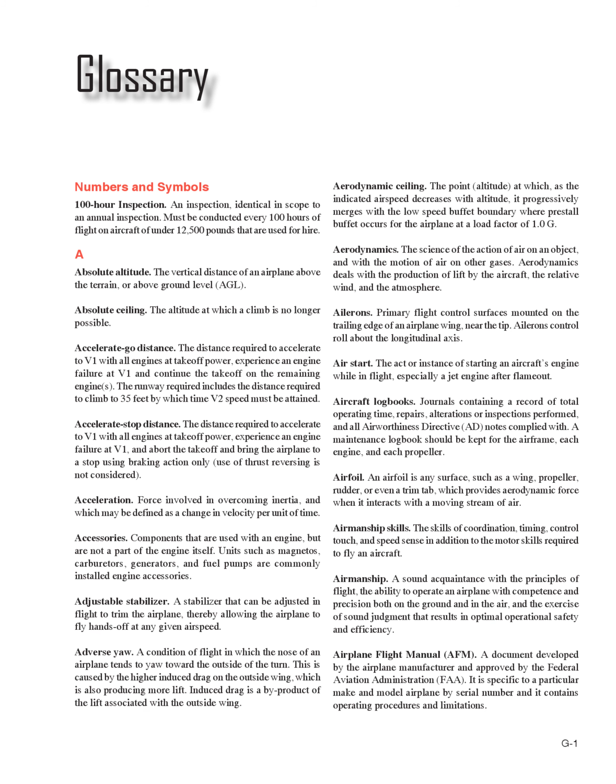Aerodynamic ceiling. The point, altitude, at which, as the indicated airspeed decreases with altitude, it progressively merges with the low-speed buffet boundary where pre-stall buffet occurs for the airplane at a load factor of 1.0 g. Absolute altitude. The vertical distance of an airplane above the terrain, or above ground level, AGL.